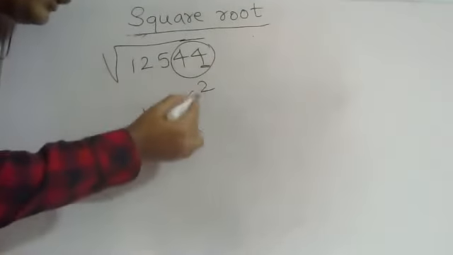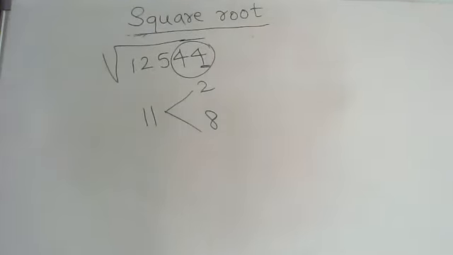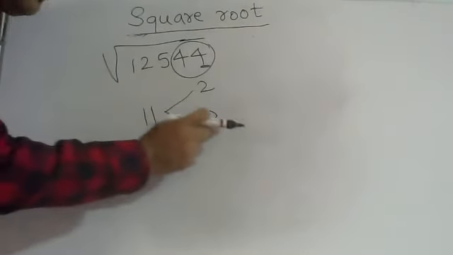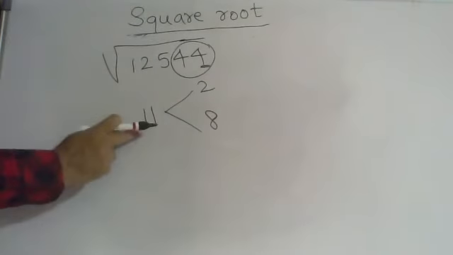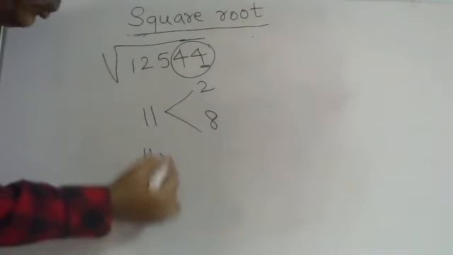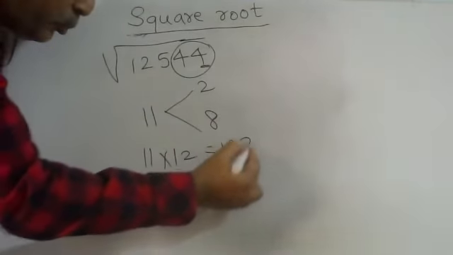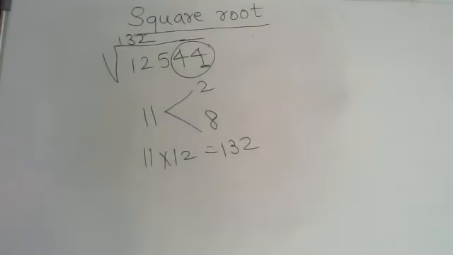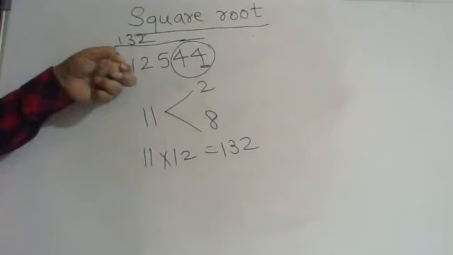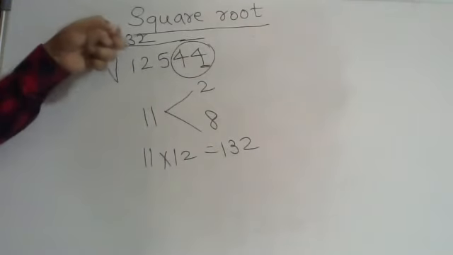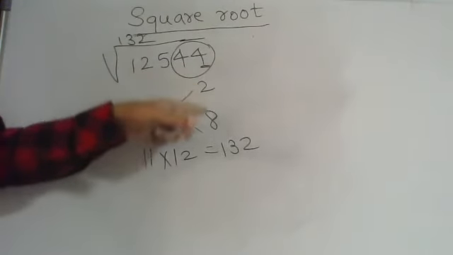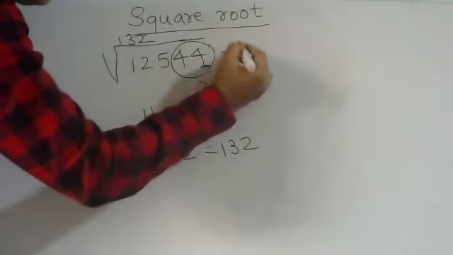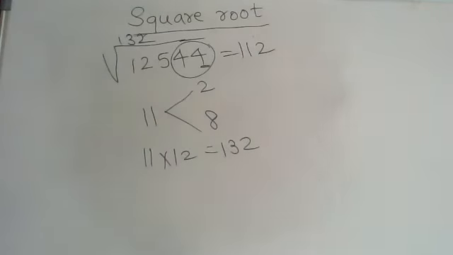It can be 2 square as 4 or 8 square 64. Answer can be 112 or 118. 11 into next number, that is 132. We'll think about 125 is smaller than 132. So choose smaller number between 2 and 8, that is 2. So your answer is 112.